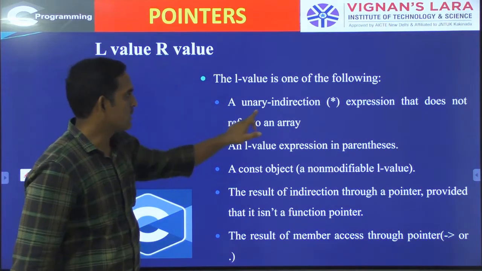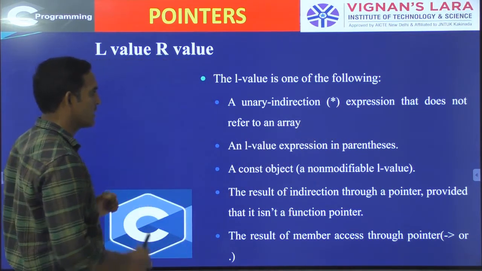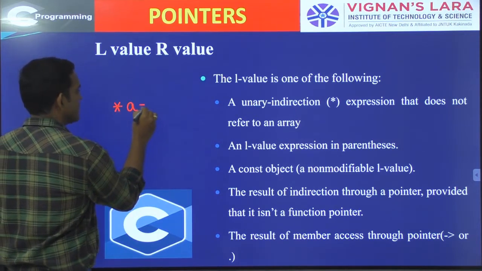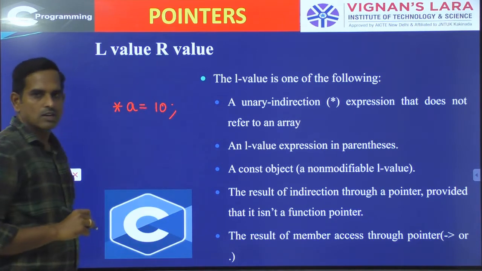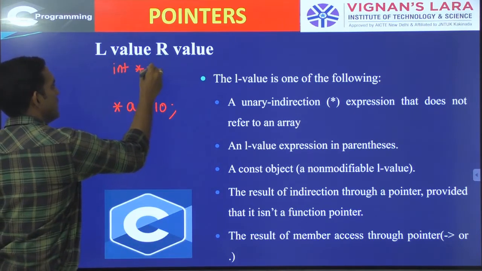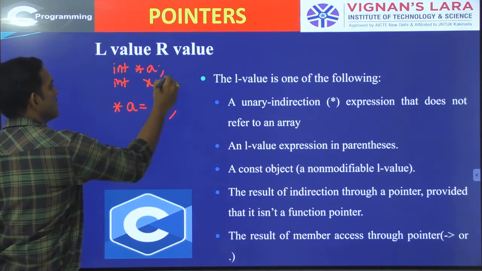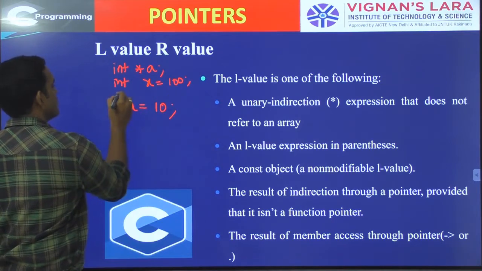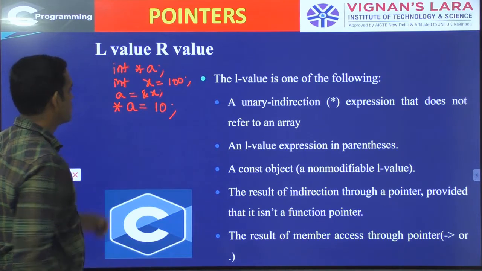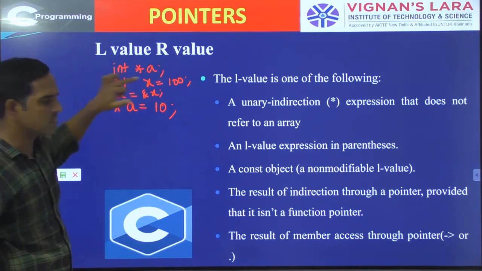Apart from that, the unary indirection expression that does not refer to an array. For example, you are performing indirection, that is, you can assign a value, if you have a pointer star A, and you have a variable int x is equal to 100, and you are using A to get the address of x. So this is about pointers, where you will have a pointer and a general variable x is equal to 100.